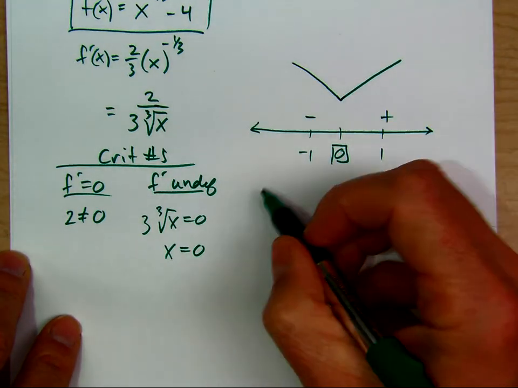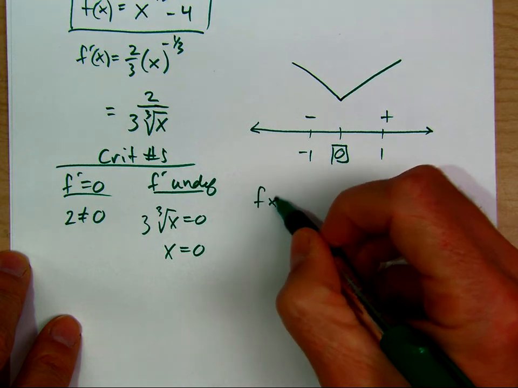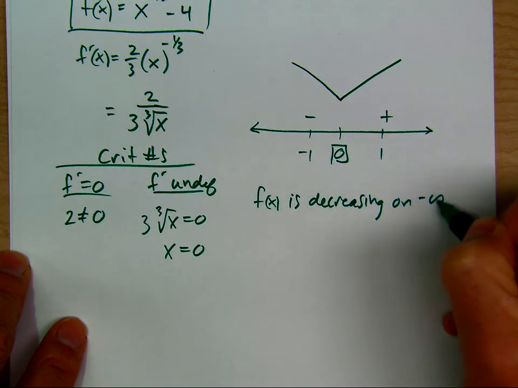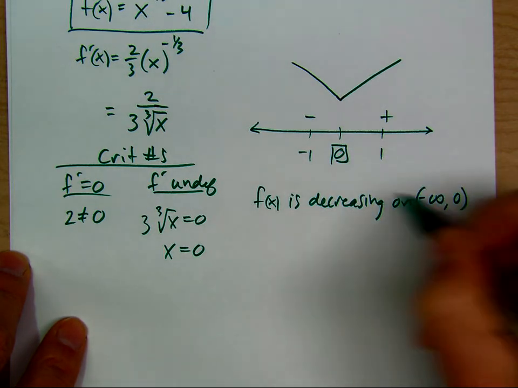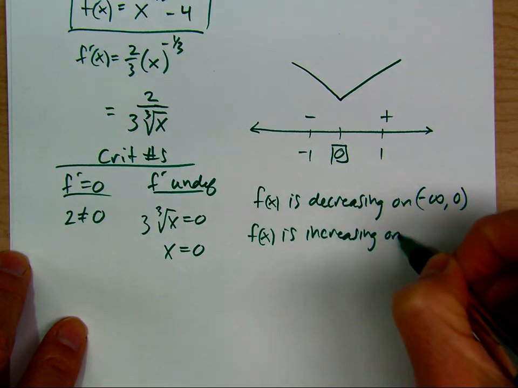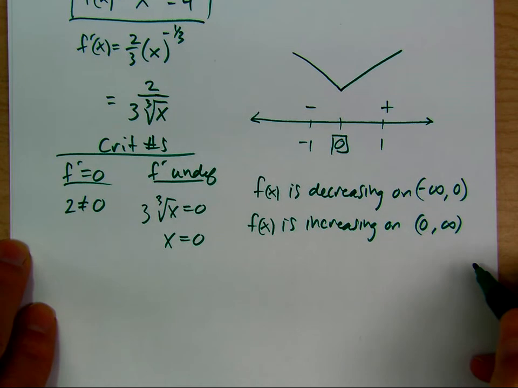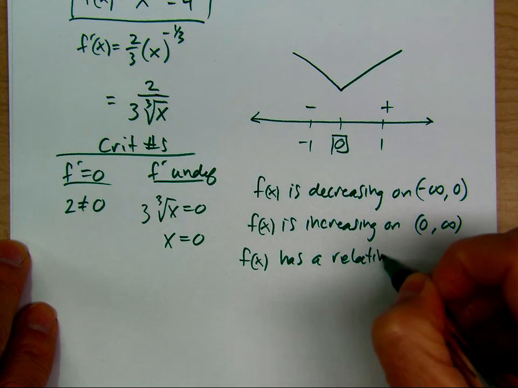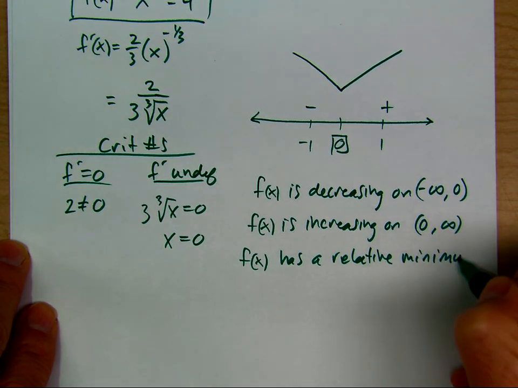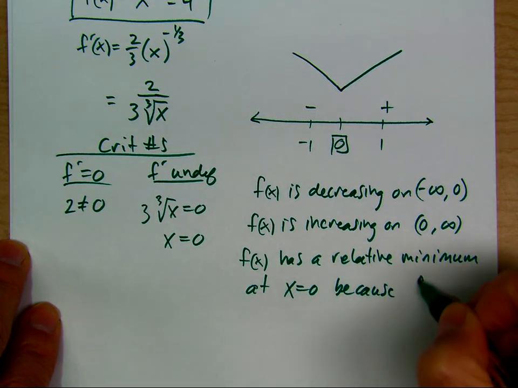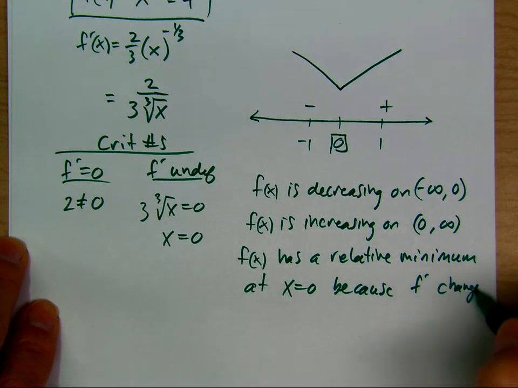For this question, we can just say that f of x is decreasing on -infinity to 0. f of x is increasing on 0 to infinity, and f of x has a relative minimum at x equals 0 because f prime changes from negative to positive. So that makes a minimum.